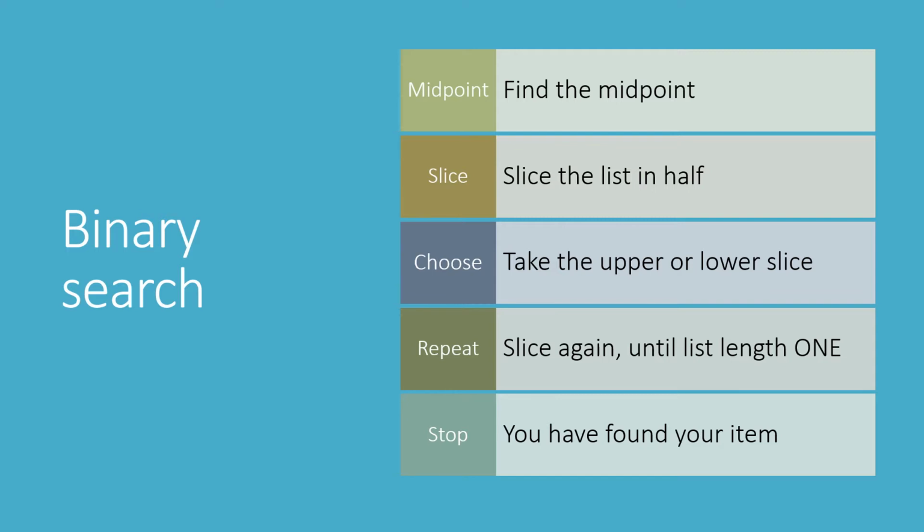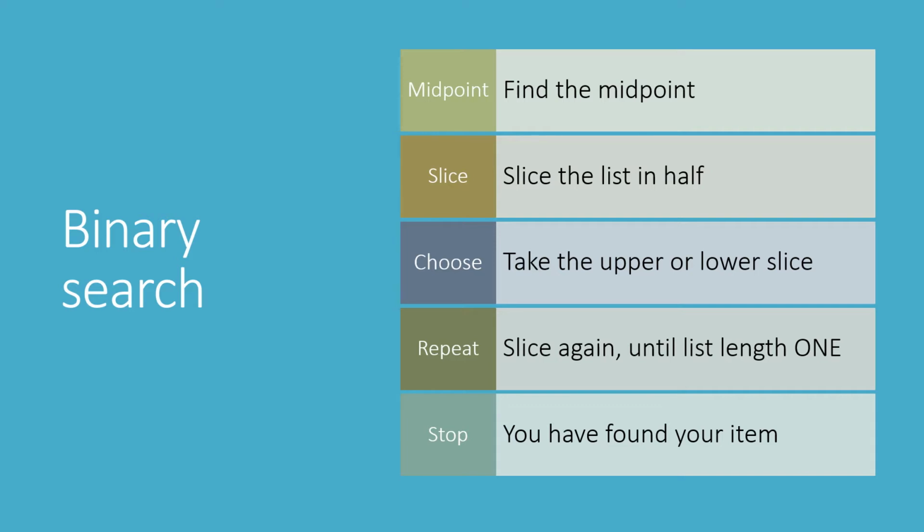However, if you do have a sorted list, the binary search offers an easy, quick way to find an item in the list. So let's just quickly review how it works. You'll get more and more familiar with this as you write more programs to create the binary search. So we've got a list, it's in sorted order. We find the midpoint of the list, and then we slice the list in half at that midpoint. And we either take the upper or the lower slice depending on which side our search term will be found.